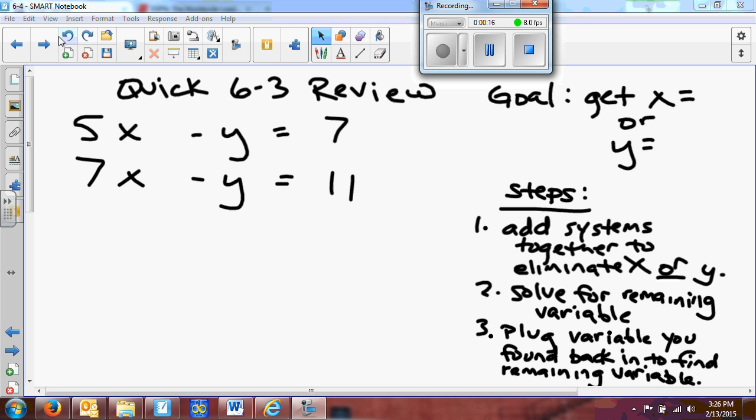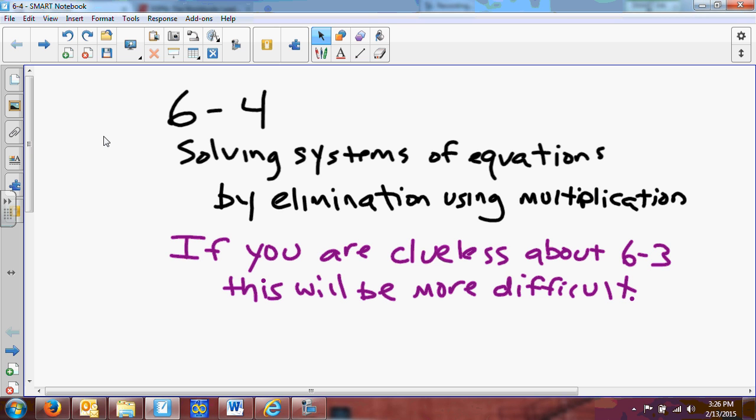Okay. Let me go back a slide. 6-4, solving systems of equations by elimination using multiplication. If you are clueless about 6-3, this is going to be difficult. So go back and watch the 6-3 video. Come find us for help. Do whatever you need to do to get 6-3 somewhat mastered, because all we're doing in 6-4 is one or two different things real quick. Then it's back to everything we did in 6-3.